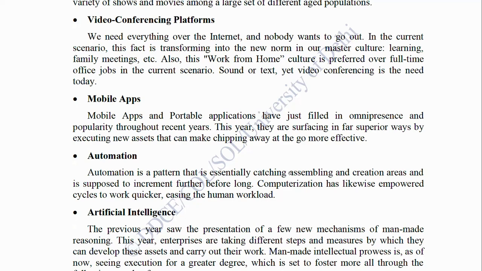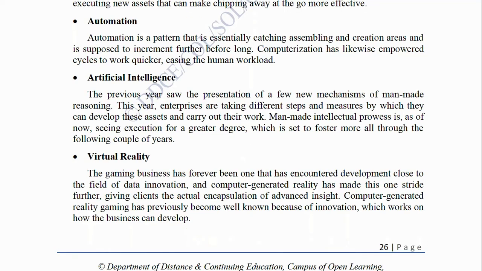Next point is mobile apps. Mobile apps and portable applications have just filled in omnipresence and popularity throughout recent years. This year, they are surfacing in far superior ways by executing new assets that can make chipping away at the go more effective. Next point is automation.